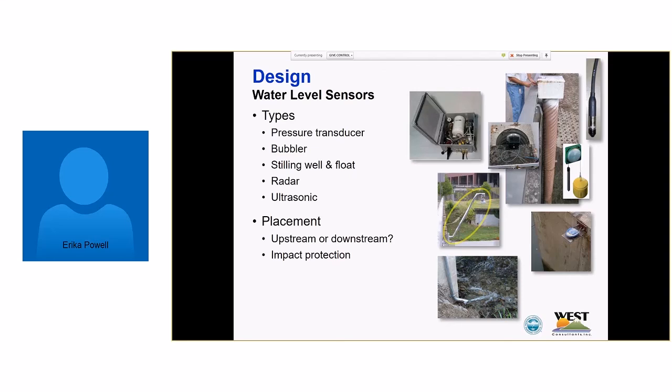In the case of a bridge, is it on the upstream side or the downstream side? Probably the preference is to put it on the upstream side from a hydraulic control perspective, but if ice or debris is an issue, you may be forced to put it on the downstream side of the gauge simply for protection so it doesn't get ripped out at the first ice jam or breakup or the first debris flow that comes downstream. You may need to do some things for impact protection for the same reasons.